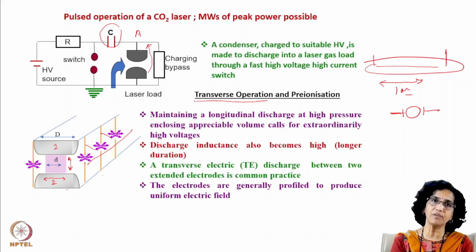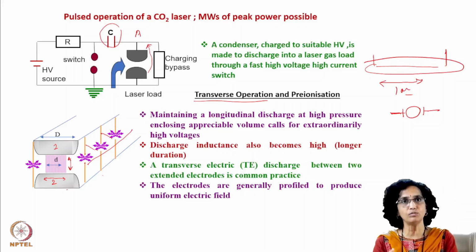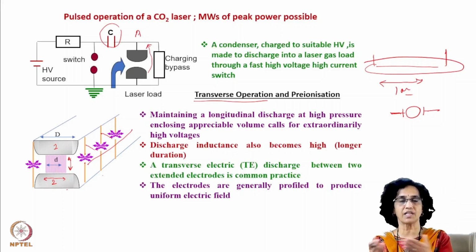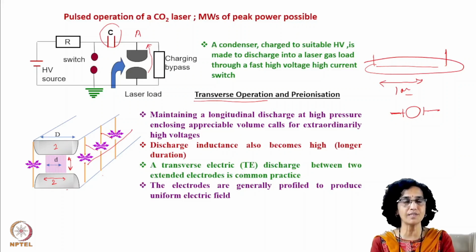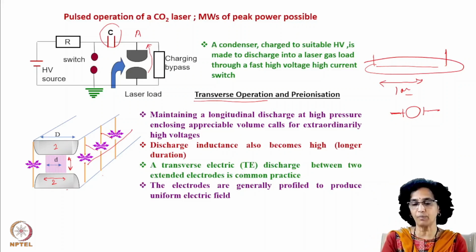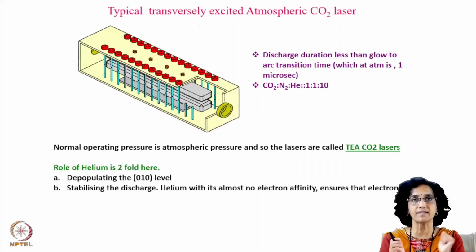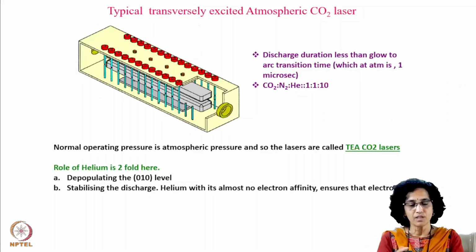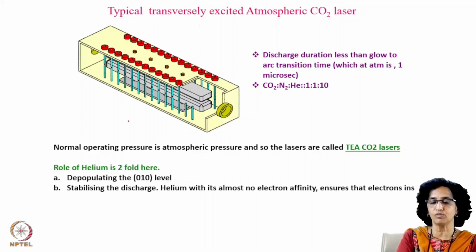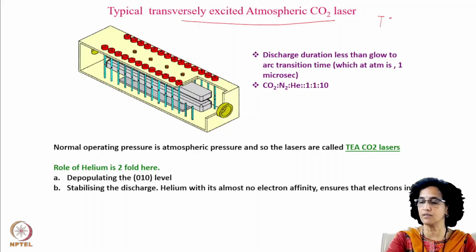And once you have glow discharge, then what happens? Then you have the excitation of the species, CO2 as well as nitrogen. Nitrogen transfers its excitation to CO2 molecules. You have population inversion created. And once you have population inversion, then if you have a proper resonator cavity in place, you can have an output. So this is a typical look of a transversely excited atmospheric CO2 laser, the TEA CO2 laser.